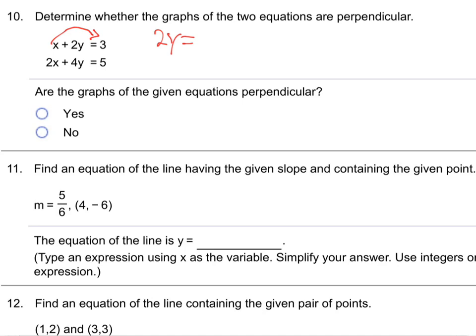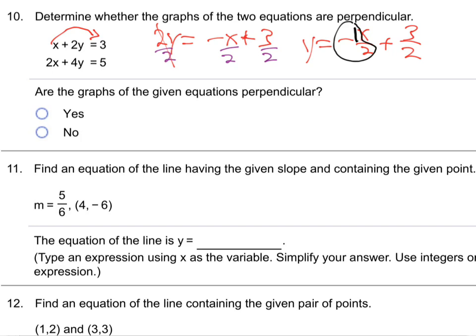So we'll have 2y is negative x plus 3. Finish getting y alone, divide by the 2. And so we have y equals negative x over 2 plus 3 halves. So what's the slope there? Negative 1 over 2. So there's the slope for that one, right? It's the fraction next to x after you get y alone. Let's do the second equation now.